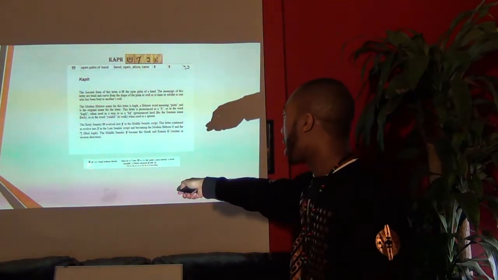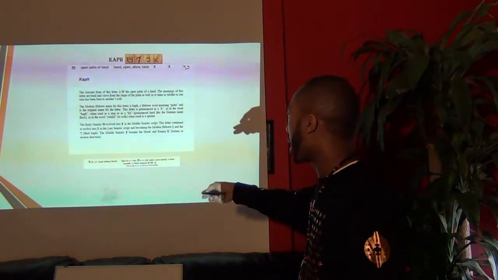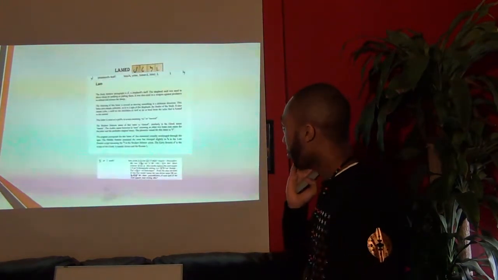All right? D48, I believe that's D48, but it's in the D section. It's a hand without a thumb. It's the palm in the Alan H. Gardiner list. Let's move forward.